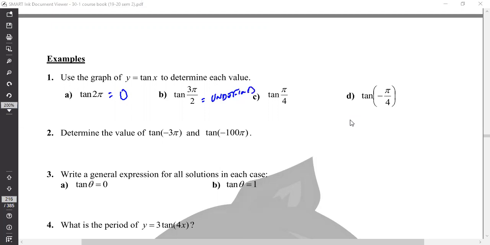Tangent of pi over 4. So the pi quarters in tangent are always going to be plus or minus 1. Tangent of pi over 4 is positive 1. And tangent of negative pi over 4 is negative 1.